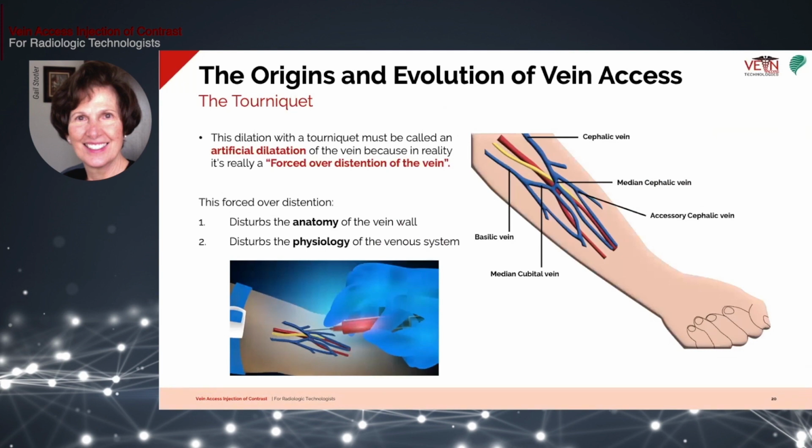Now, origins and evolution. So the tourniquet, if you're going to call it a dilatation, you have to call it an artificial dilatation, because what that tourniquet really does is force an over distension of that vein. Forced over distension. That even sounds mean. It is. And when you force that over distension, you disturb the anatomy of that vein wall, the structure. And consequently, you disturb the physiology of that venous system, the function.